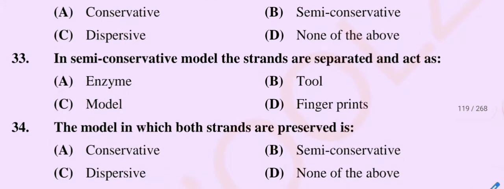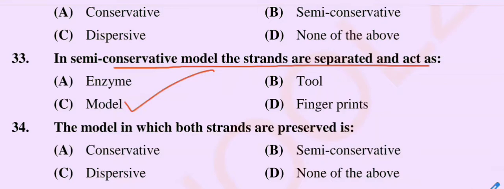Question number 33. In semi-conservative model, the strands are separated and act as option A enzyme, option B tool, option C model, option D fingerprints. So the correct option is option C model.